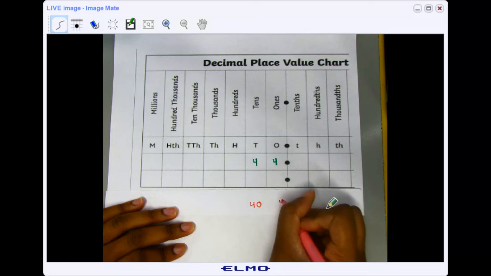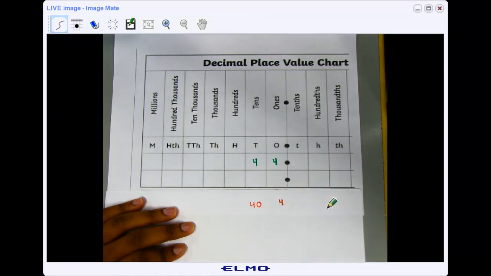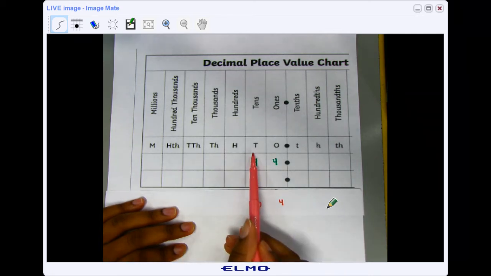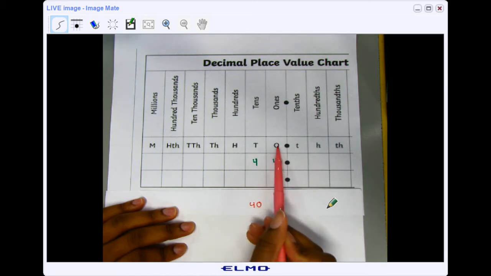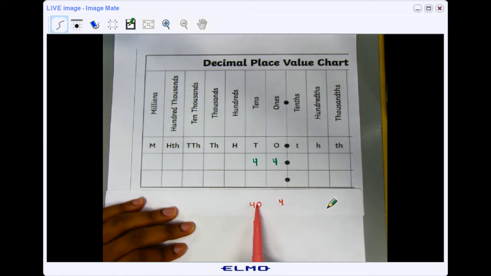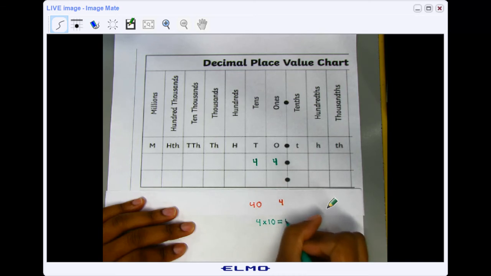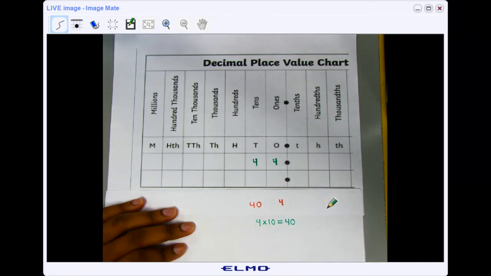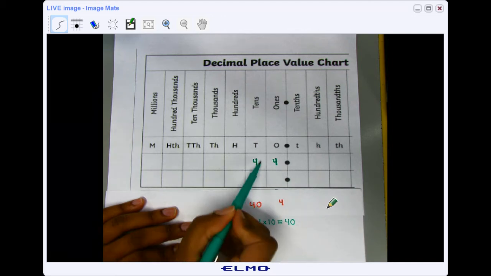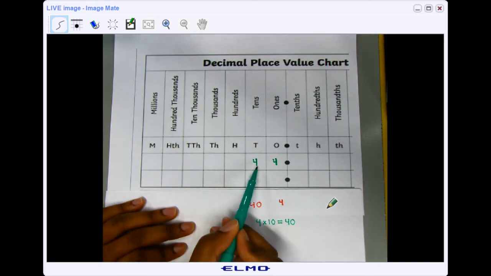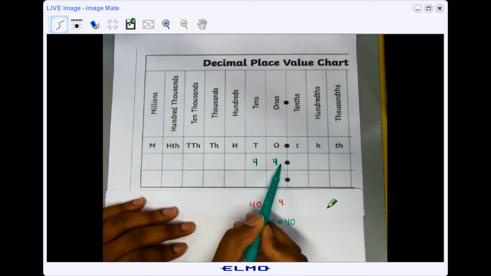What's the value of the 4 in the ones place? It's just 4. Now that we know the values of those digits, we can see if our thinking is still the same. We know that any place value is 10 times larger than the one directly to the right. Is 40 10 times larger than 4? It is, because 4 times 10 would give you 40. So that means that this rule is true. Any place value is 10 times larger than the one directly to the right of it. The tens place is 10 times larger than the ones place.